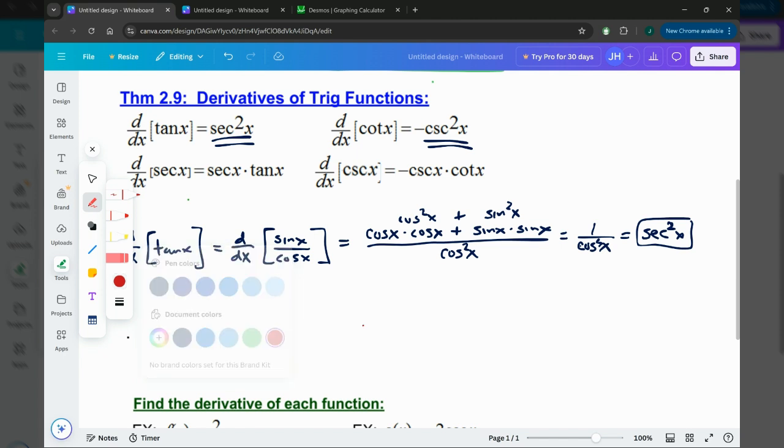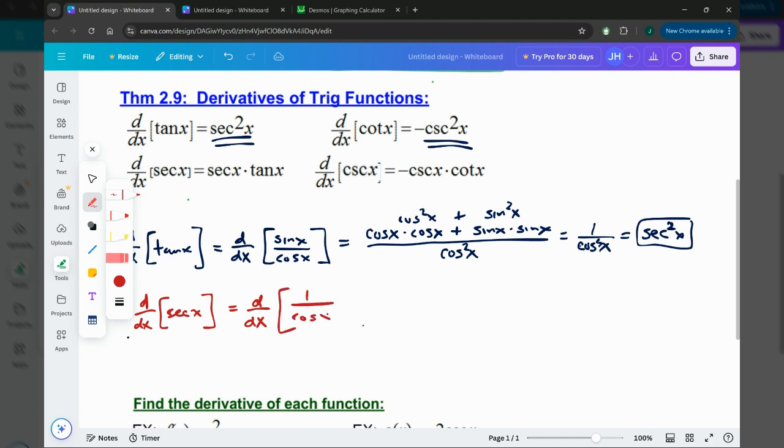Now, let's do the derivative again. Let's prove this time secant. The derivative of secant, what's another way to write secant of x? Well, secant of x is 1 over cosine. So we can do this 2 ways. Let's just use the quotient rule again. We're going to take the derivative of the top times the bottom minus the top times the derivative of the bottom, which would be negative sine of x, all over the bottom squared, which is cosine squared x. So this comes out to be sine of x over cosine squared, which is cosine of x times cosine of x.